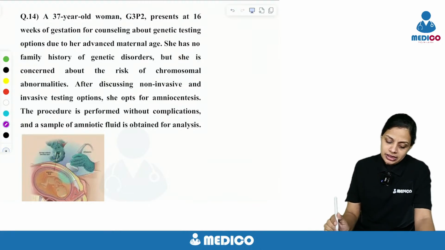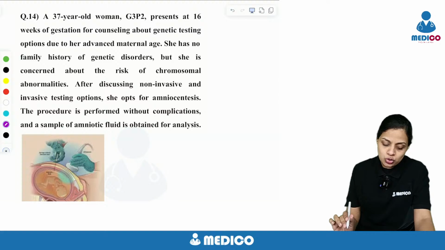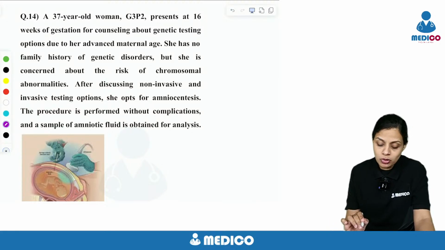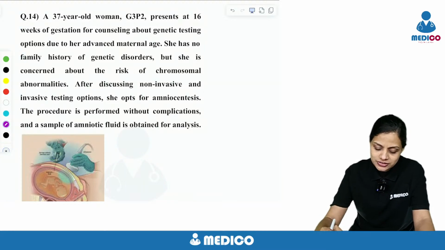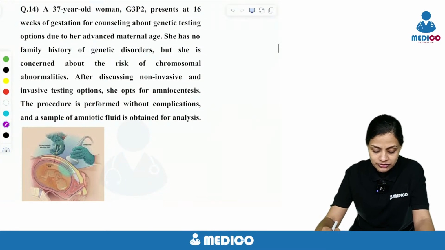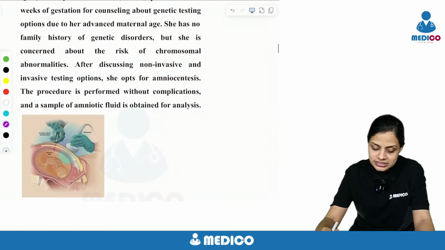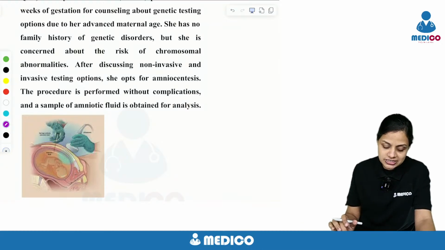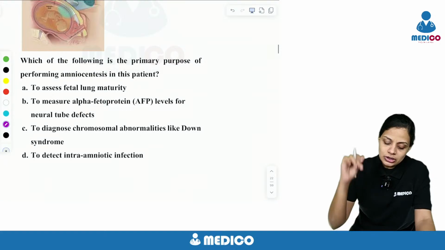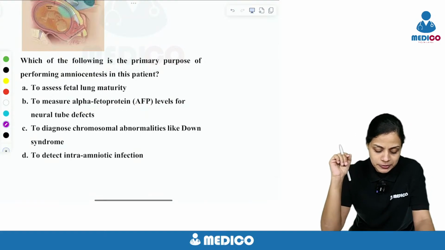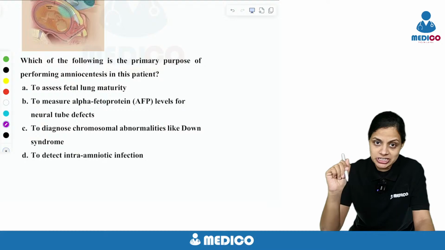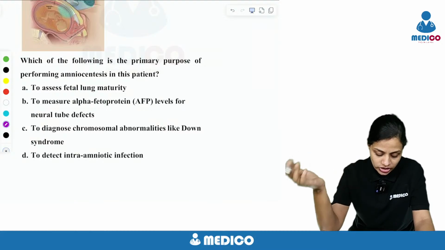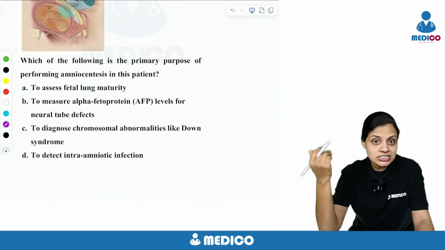Next question. A 37-year-old woman, G3P2, presents at 16 weeks for counseling about genetic testing options due to her advanced maternal age. She has no family history of genetic disorders. She is concerned about the risk of chromosomal abnormalities. After discussing non-invasive and invasive testing options, she opts for amniocentesis. The procedure is performed without complications and a sample is sent for analysis. Which of the following is the primary purpose of performing amniocentesis in this patient? This patient, why is she doing this? She's doing it because she has an advanced maternal age.